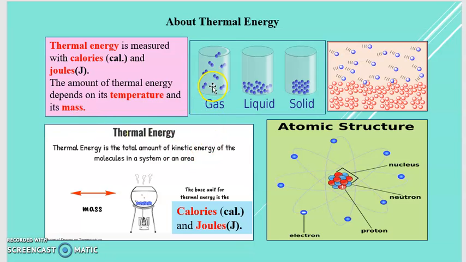So you can see here gas, liquid, and solid. Inside these substances, the molecules move all the time. The atoms move around. So when the temperature goes high, the movement will be faster. The molecules will move much faster.